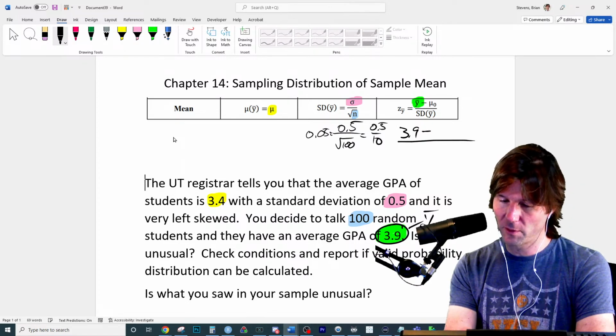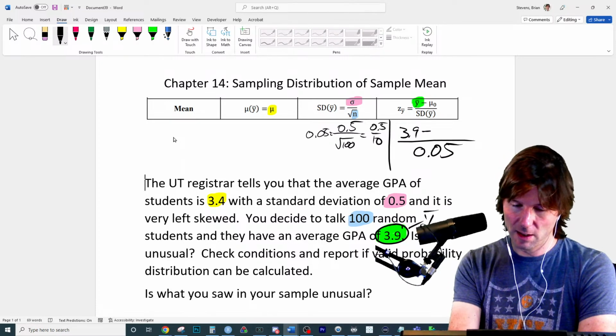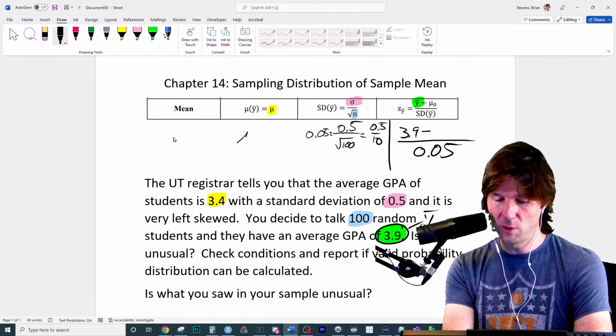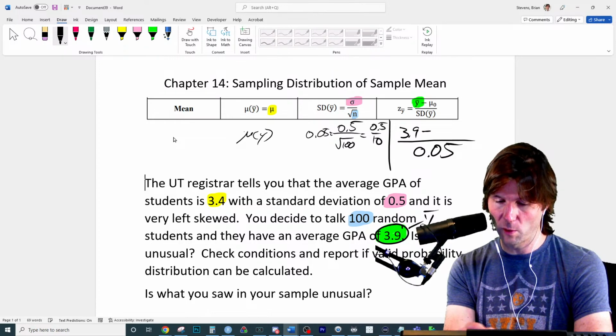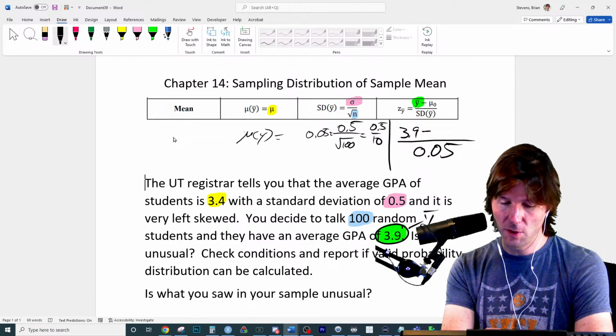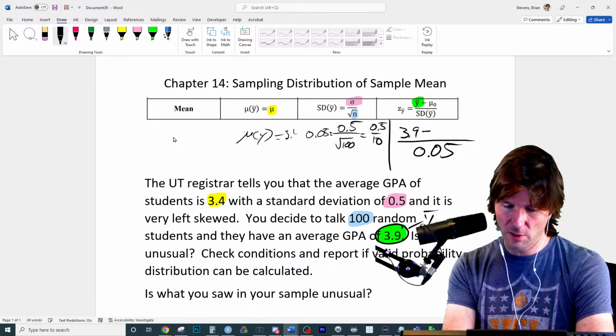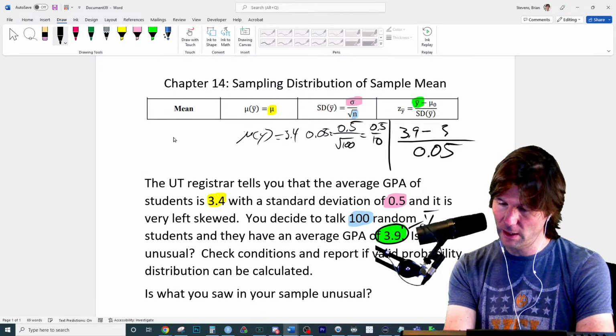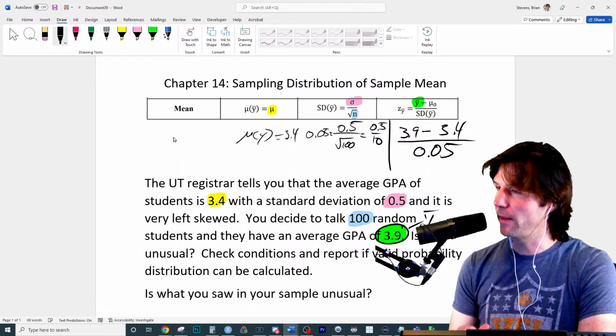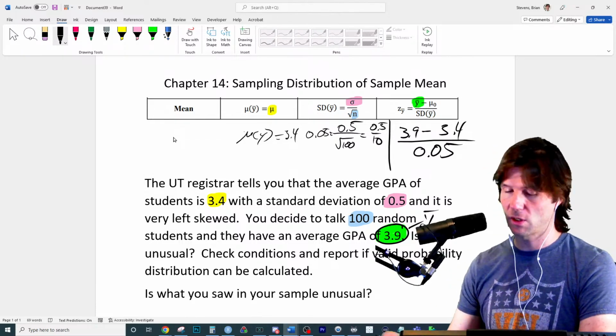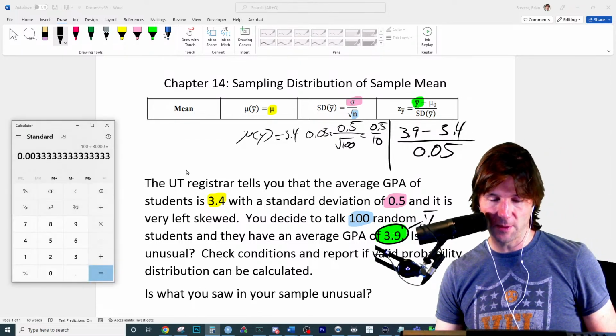That's what we divide by over here. Put that little window there, 0.05. And then we take the new mean, the mu y bar, which is just going to go over there for the mu naught. And we're going to put right here mu, which is 3.4. So the mean for the distribution of the sample mean is equal to 3.4. And that equals 10, because it's just going to be 3.9 minus 3.4, divided by 0.05.